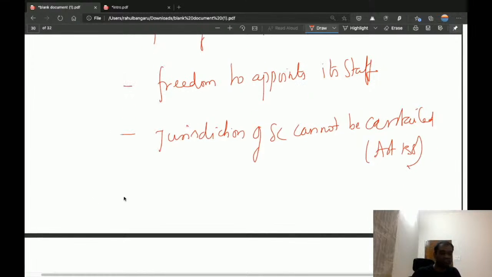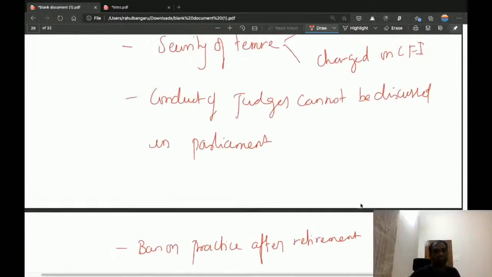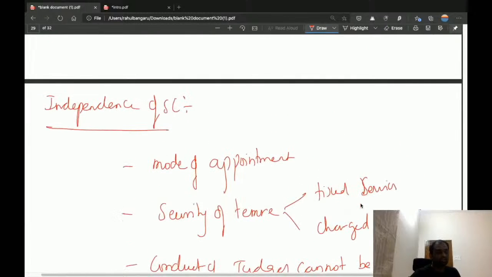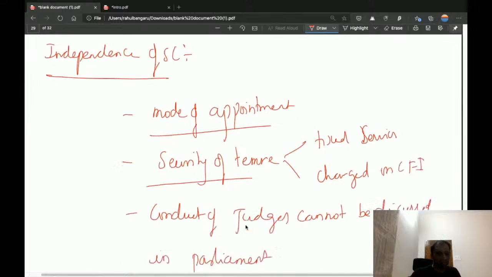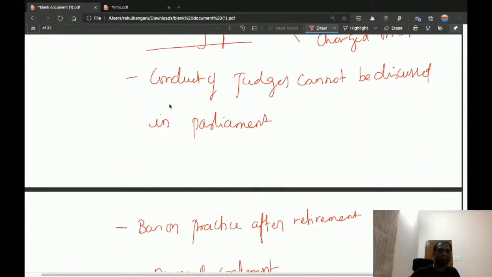And also we can ensure that the next one is judiciary is separated from executive. Okay, judiciary is separated from executive. So these are the ways the constitution has ensured the independence of Supreme Court. Okay, the first one is mode of appointment, the next one is security of tenure, the conduct of judges cannot be discussed in the Parliament.